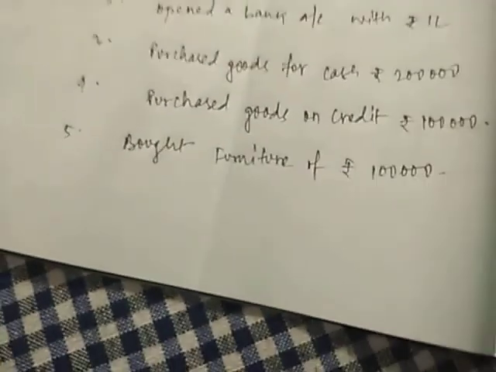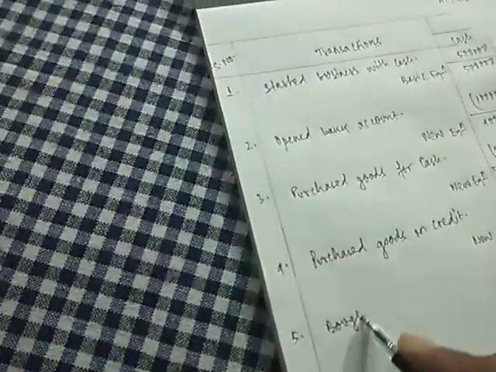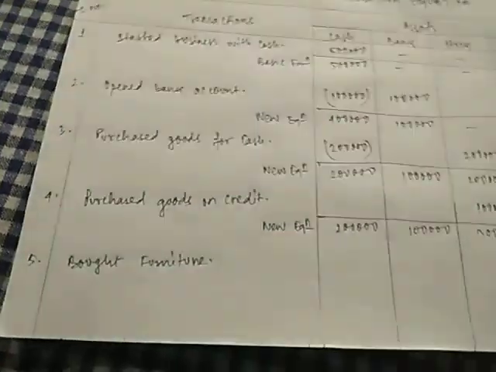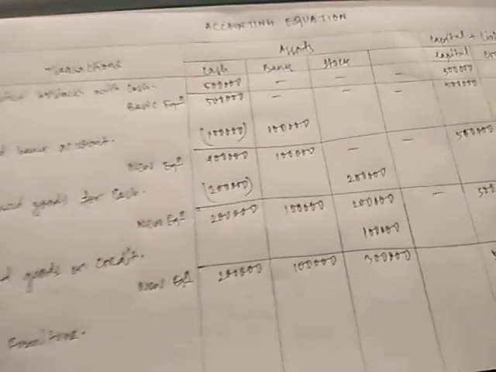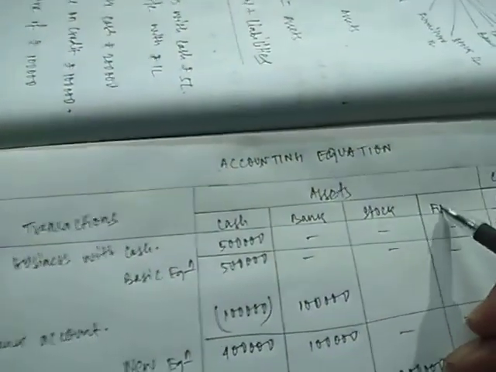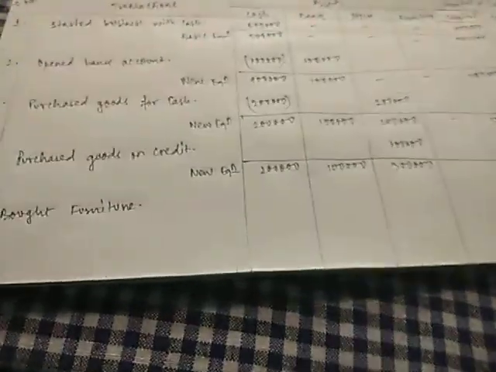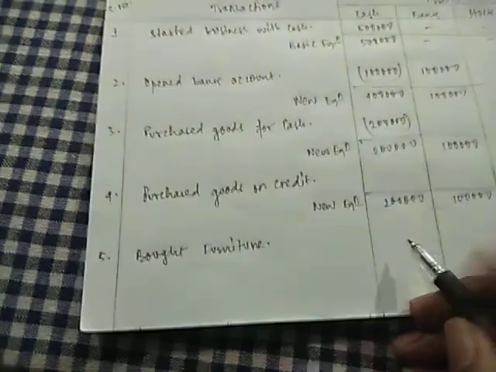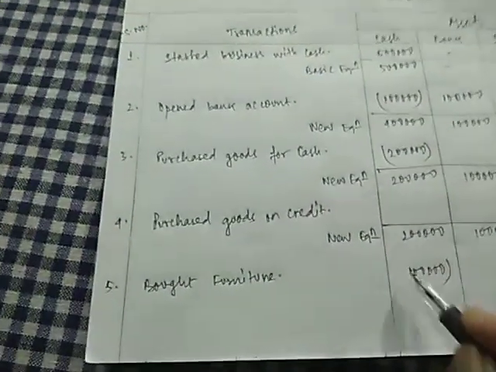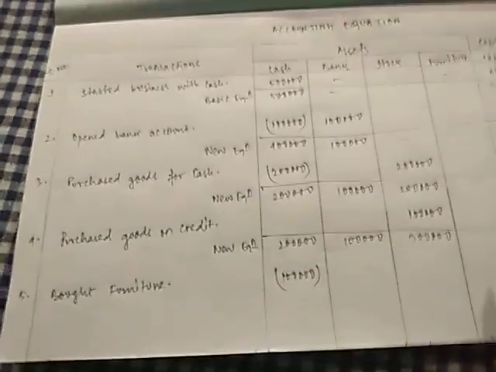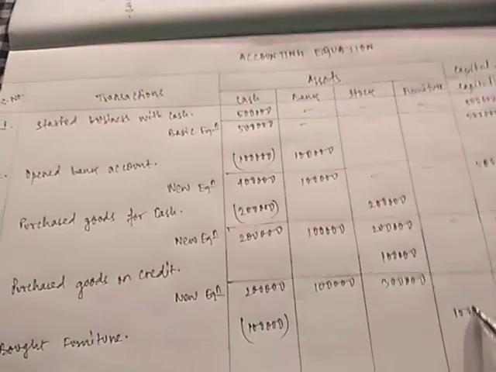And the last transaction here is bought furniture of rupees 1 lakh. So right here, bought furniture. Since furniture is again one new asset, we have one column remaining with us. There we'll write furniture. Now we have bought furniture for rupees 1 lakh. So 1 lakh rupees cash again we have invested in furniture. 1 lakh rupees is gone. So we'll subtract rupees 1 lakh from the cash column and we'll add rupees 1 lakh in the furniture column.